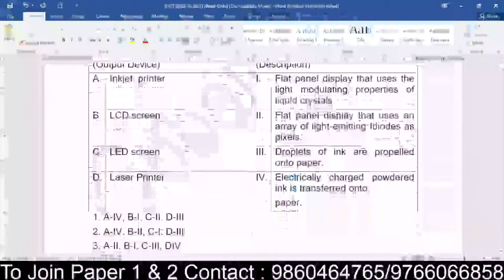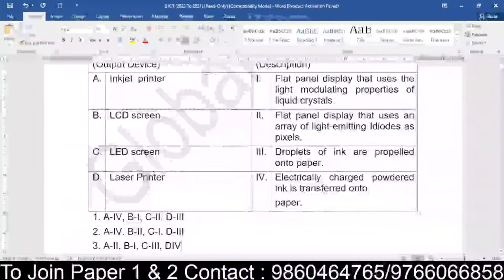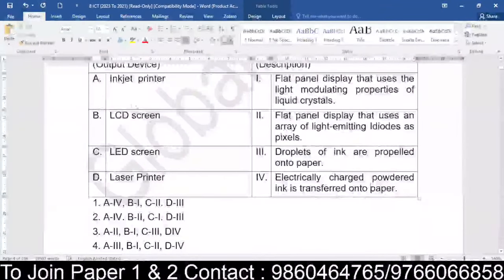We have the devices and the descriptions. We have the inkjet printer, LCD screen, and laser printer. I've given you the device, the description, and the options are also clearly visible. Whether it is the inkjet printer, whether it is talking about the display, the LCD screen, whether it is talking about flat panel displays of light emitting, LED screen, droplets of ink propelled onto the paper, laser printer, where electrically charged powder ink is transferred onto the paper. You need to make sure that you are matching the pairs very well.